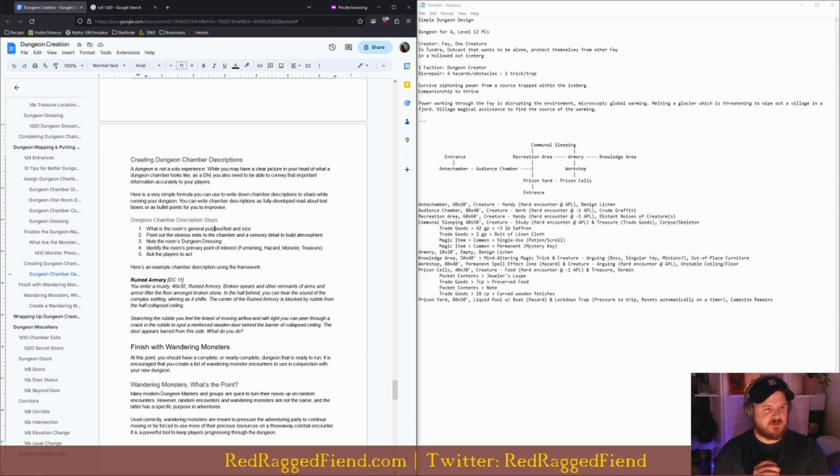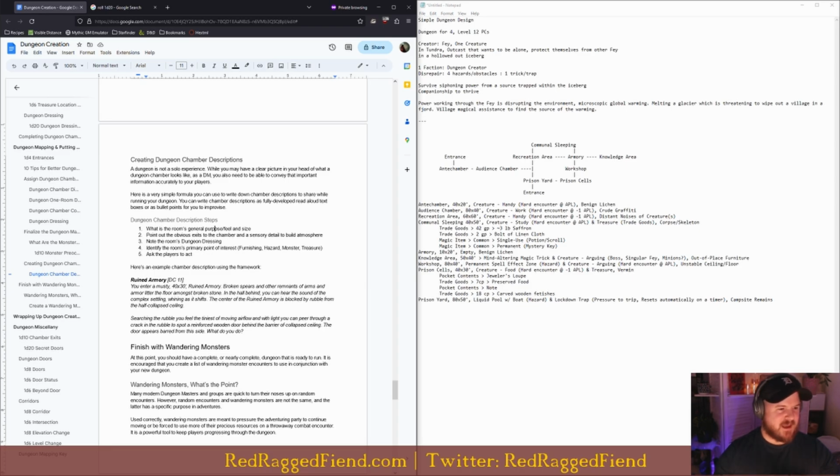And then the fourth is identify the room's primary point of interest. What is the most important thing for the players to know about in this room? And then the fifth and final one is, of course, we ask the players to act. This is the what do you do step, or what would you like to do step, right? This is where we cut off from the read-aloud text, where we're like, I have described this thing, I'm throwing it to you to ask questions, to do things.